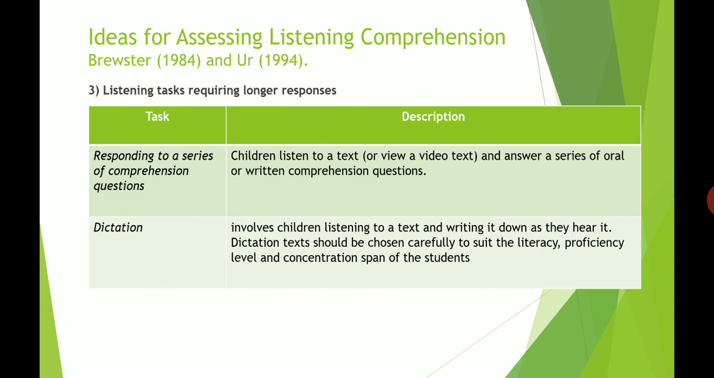Listening tasks requiring language responses. There are two kinds of tasks that can be chosen. The first is responding to a series of comprehension questions. Here children listen to a text and answer a series of oral or written comprehension questions, or maybe dictation tasks. Here children listen to a text and write it down as they hear it. Dictation text should be chosen carefully to suit the literacy proficiency level and concentration span of the students.